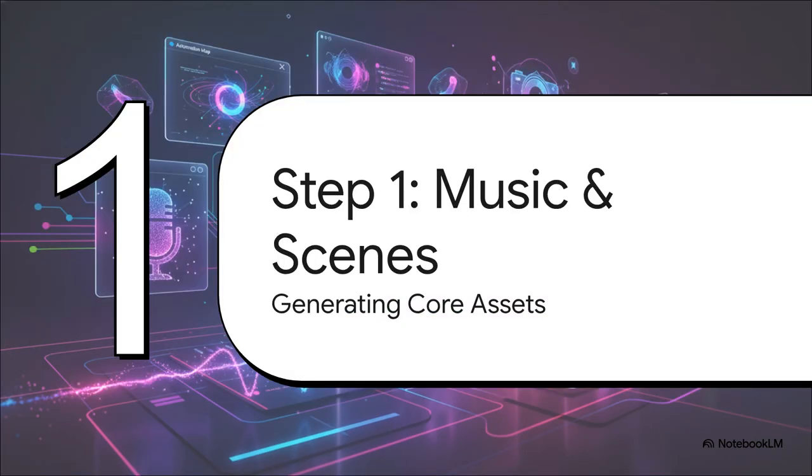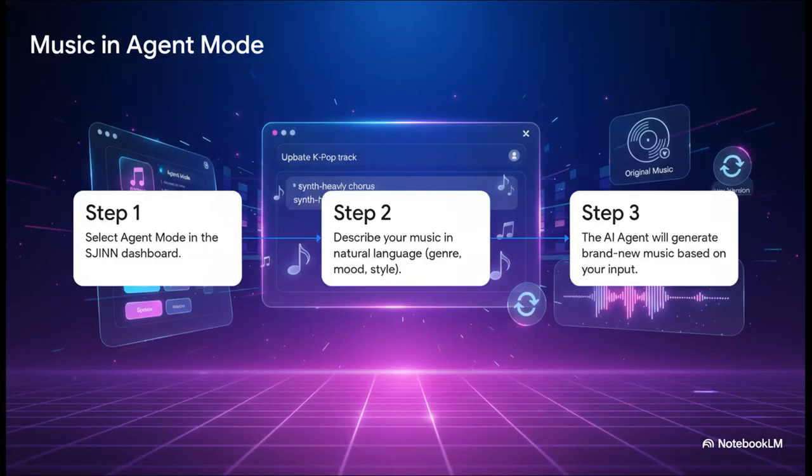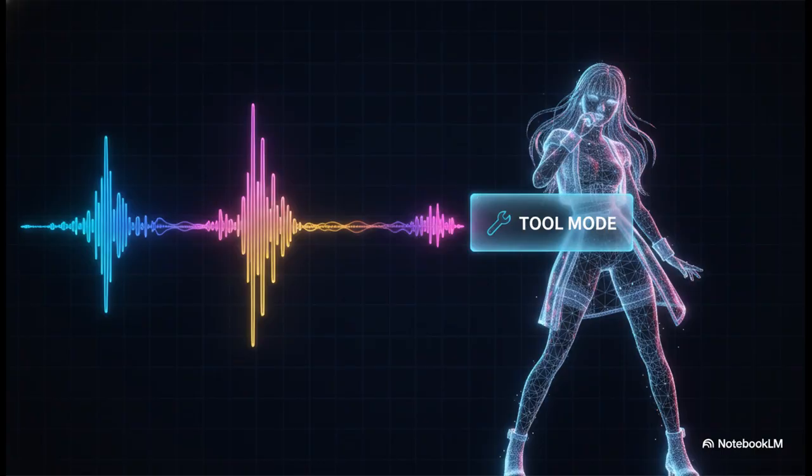So, let's start building our video. And we're going to begin with the heart of any music video, the music itself, and of course, the visual world that our music is going to live in. In agent mode, making a track is incredibly easy. You literally just tell the AI what you're looking for. You want an upbeat K-pop track with a really heavy synth chorus? Just type that in. The AI generates completely original music for you. And hey, if you don't love it, you just ask it to try again. It's that simple. All right, we've got our music, it's ready to go.